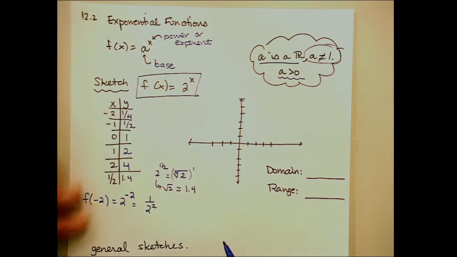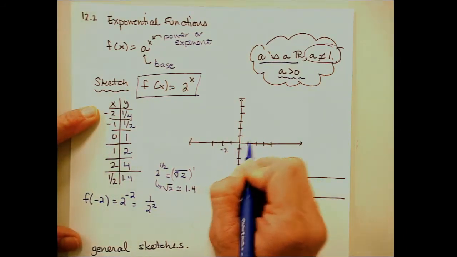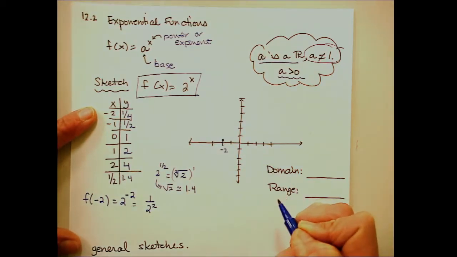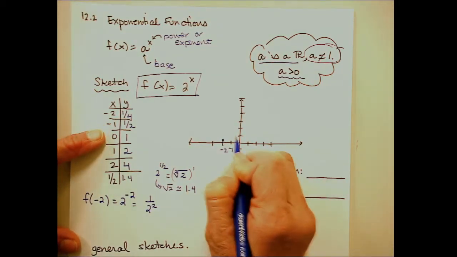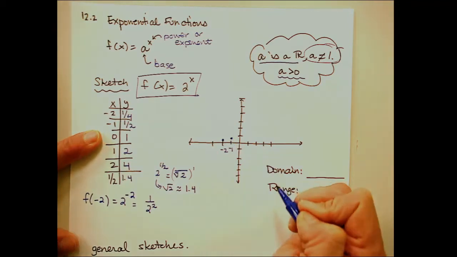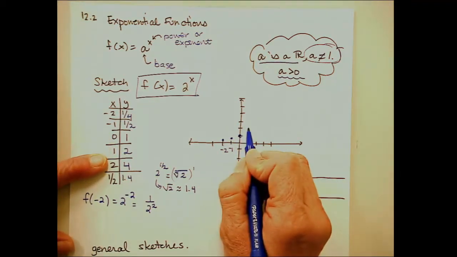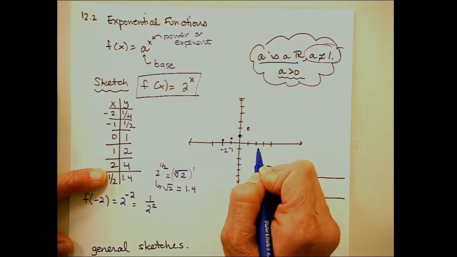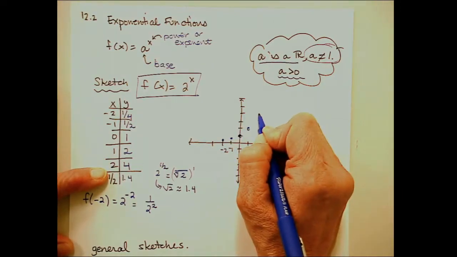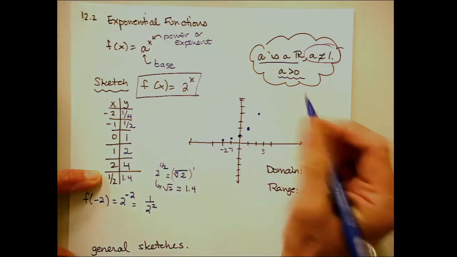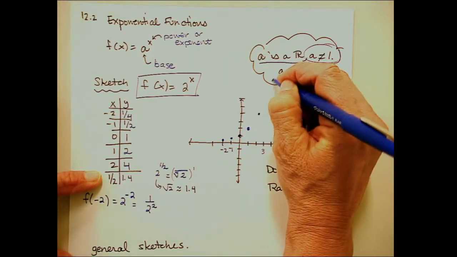Well, let's go plot these points and see what they look like. So at x is negative 2, my y value is 1/4. Okay, and at x is negative 1, my y value is 1/2. X is 0, y is 1, x is 1, y is 2, x is 2, y is 4. What do you suppose? If x is 3, what's y? Right, 8, so all the way up there.